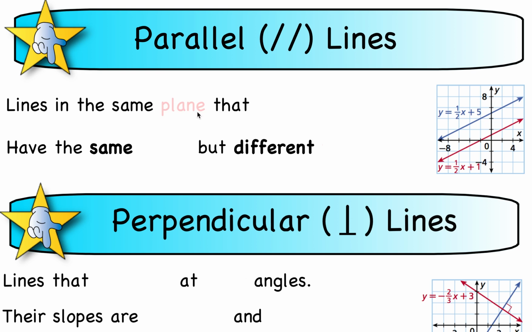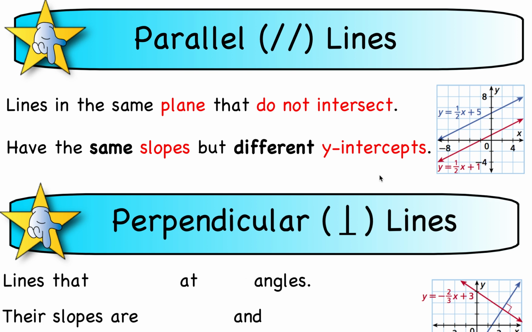Parallel lines are lines that are in the same plane, but they don't intersect. They have the same slope, the same slant, but they have different y-intercepts. And here's a picture over on the right-hand side of two lines that are parallel. You can see that they cross the y-axis at different points, and they will never intersect.